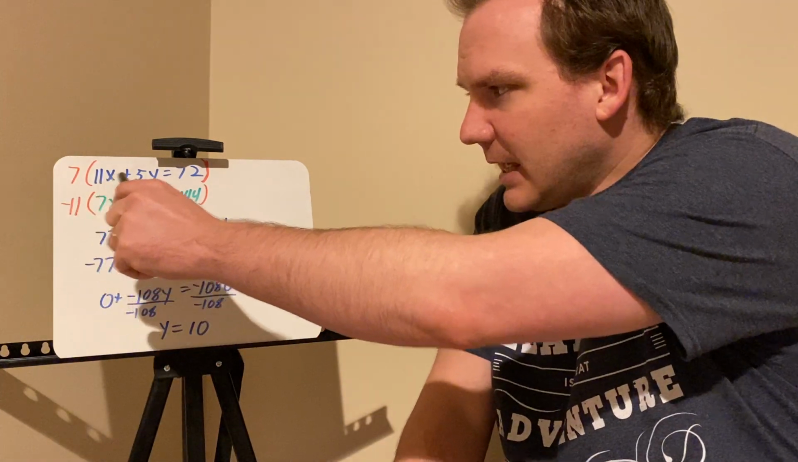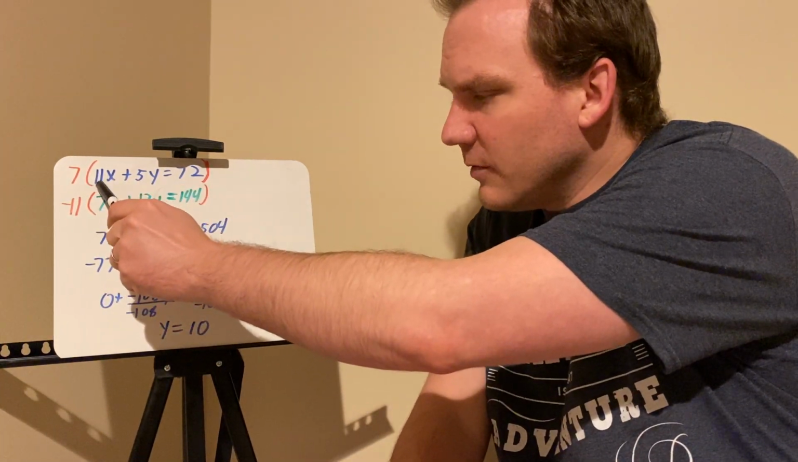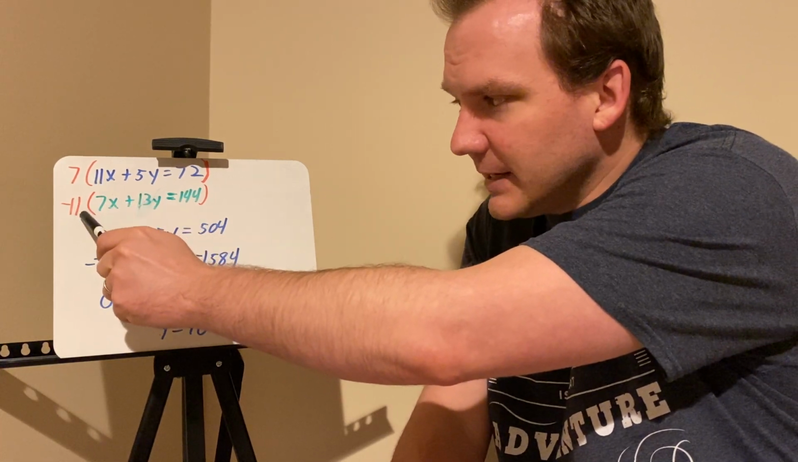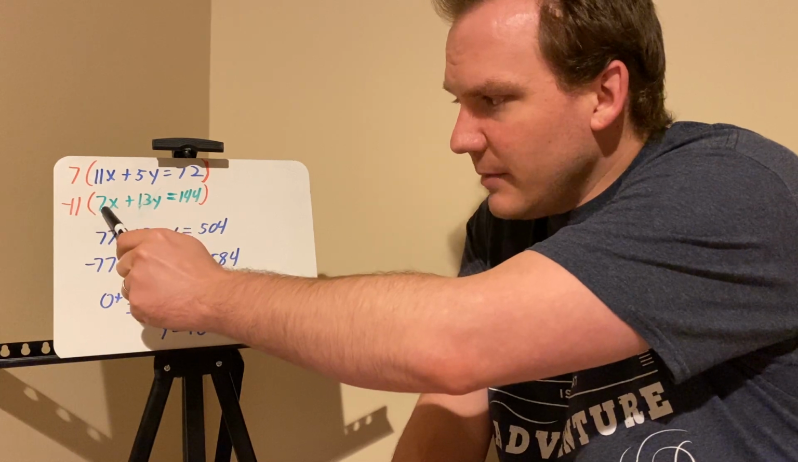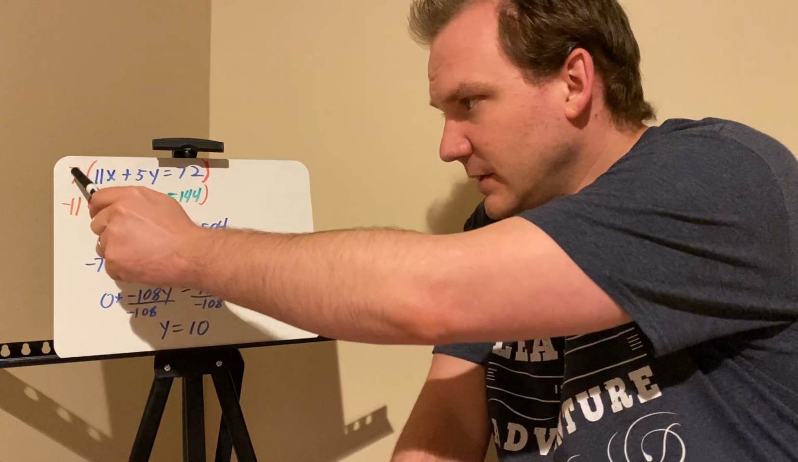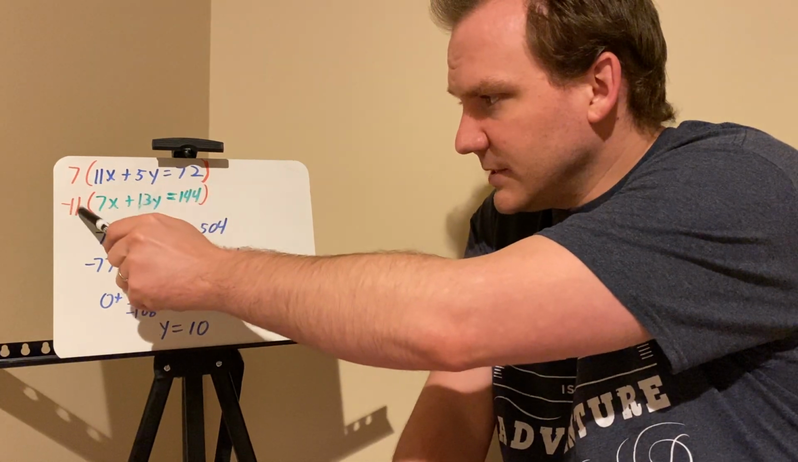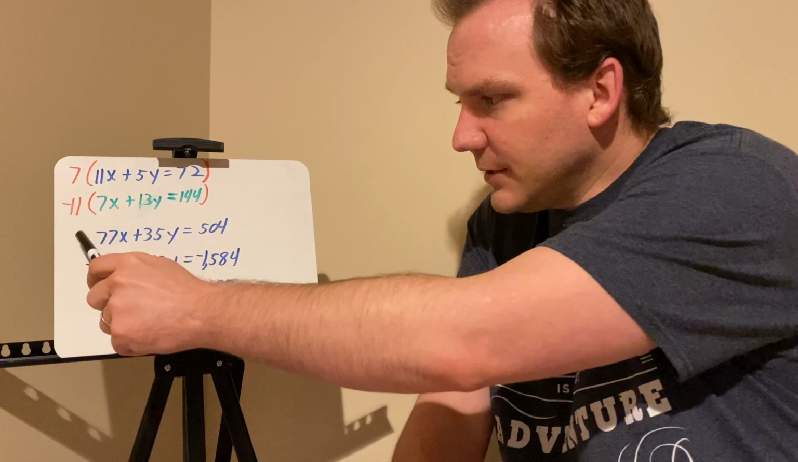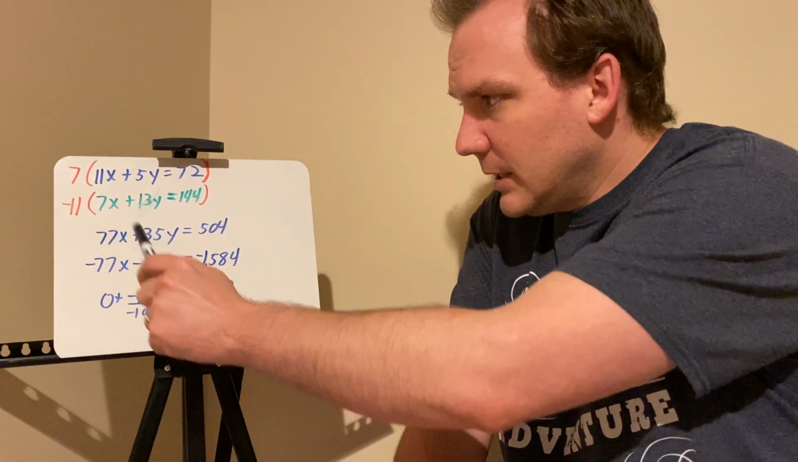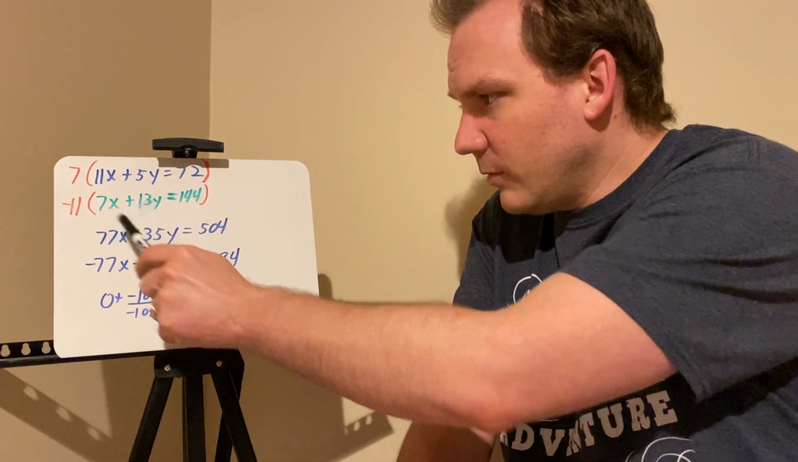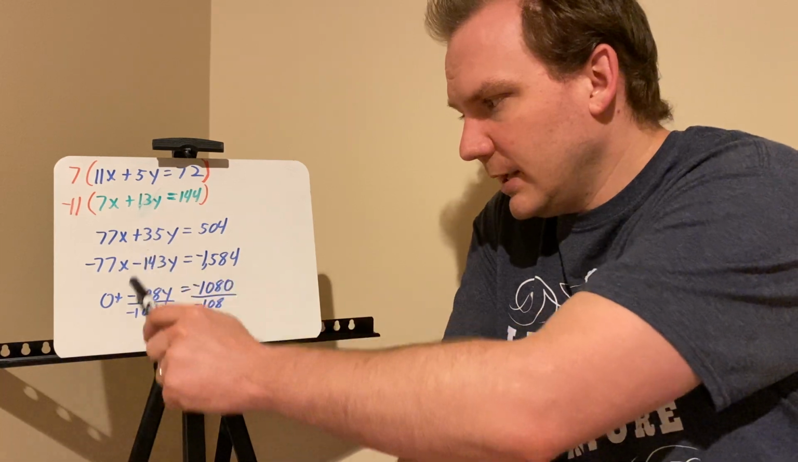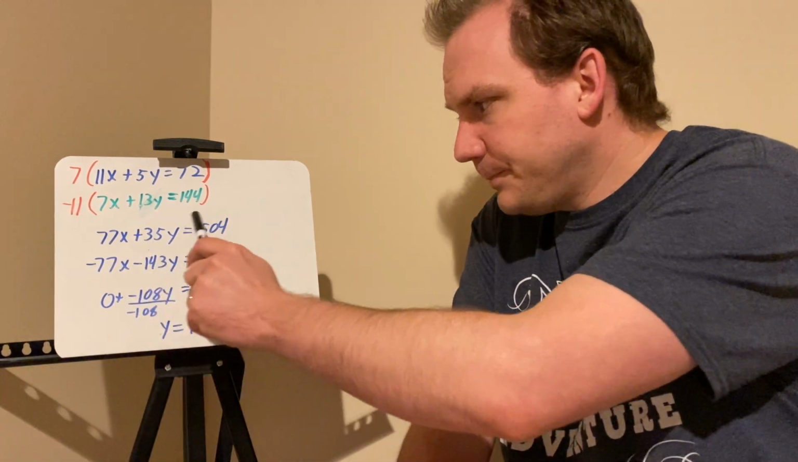So what I did is I had my two equations. I looked at the x coefficient here. It was 11. So I multiplied the other equation by the opposite of that, negative 11. And then I took that same x coefficient and I multiplied the first equation by 7. So 7 gets multiplied up here, and then the opposite of this gets multiplied down here. I multiplied through, ended up with 77x and negative 77x, which equals 0. I got 7 times 5y is 35y, and negative 11 times 13y is negative 143y. So I ended up with negative 108y.